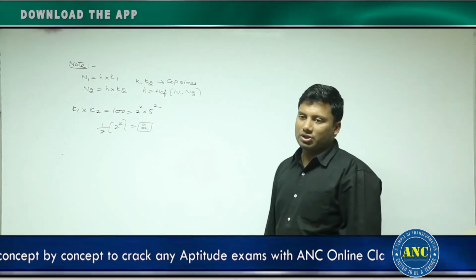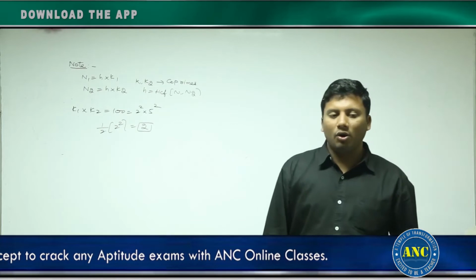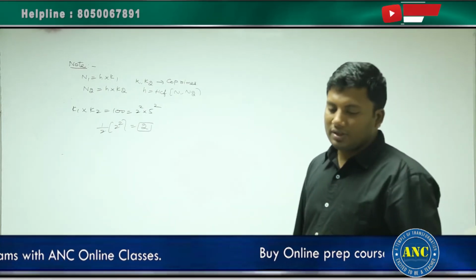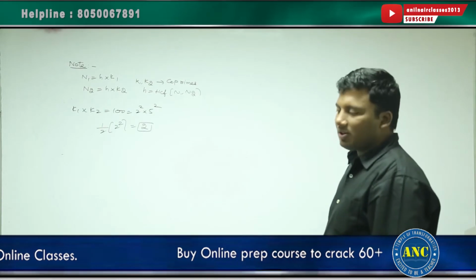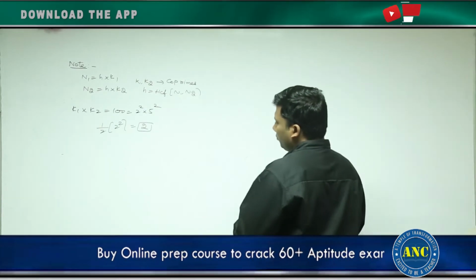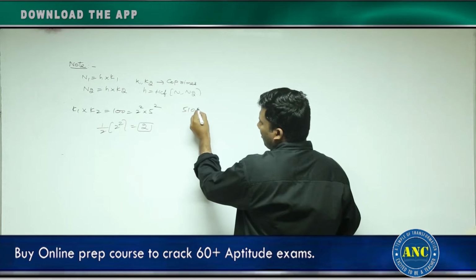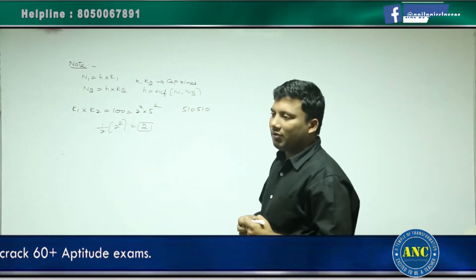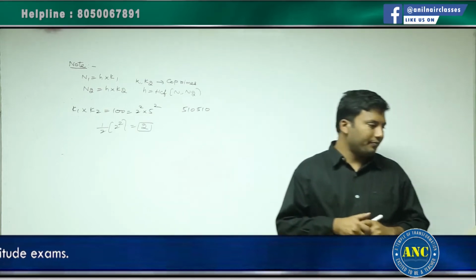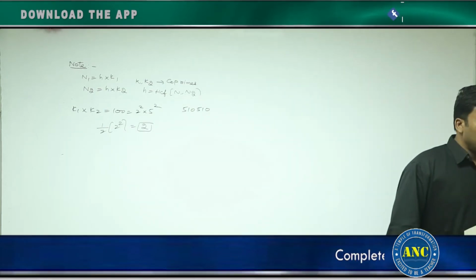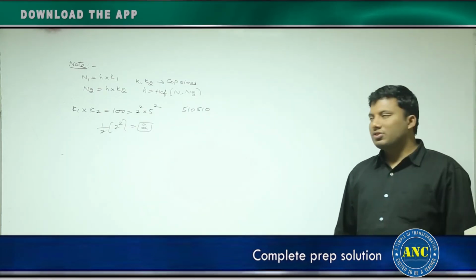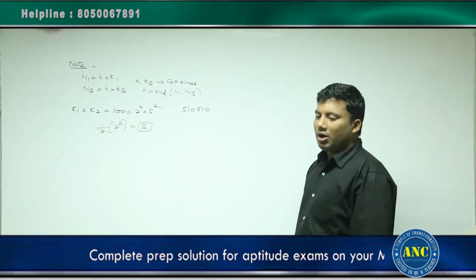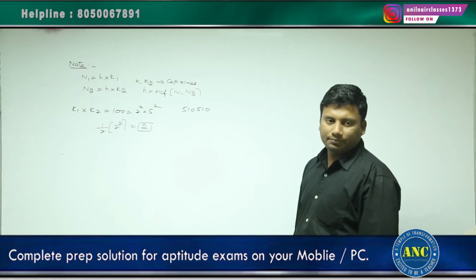Next, 2 more questions. Please write down. In how many ways can 510 be written as a product of 2 co-primes?